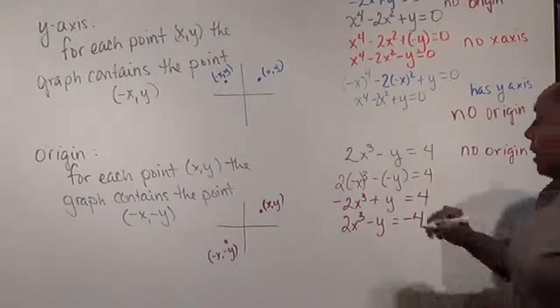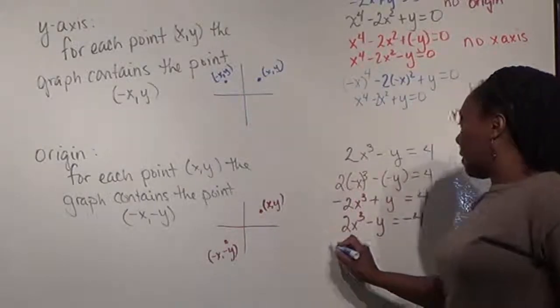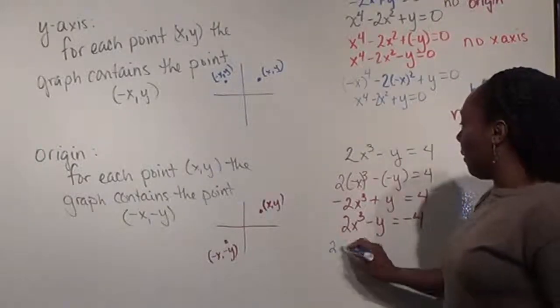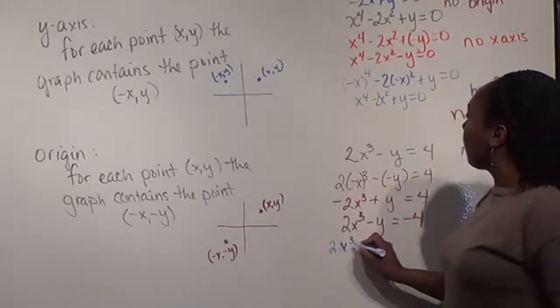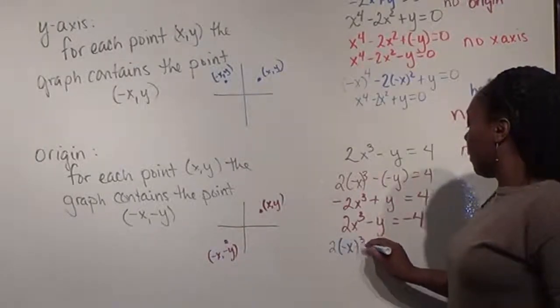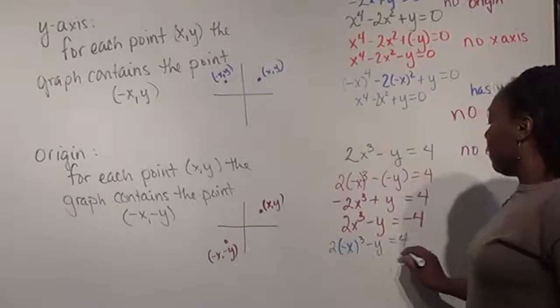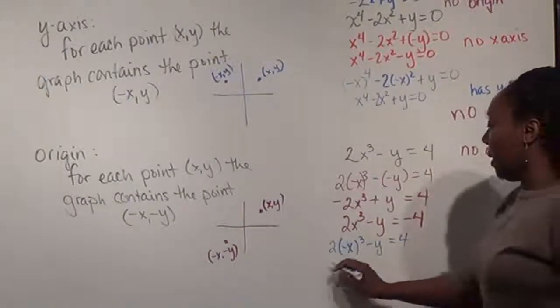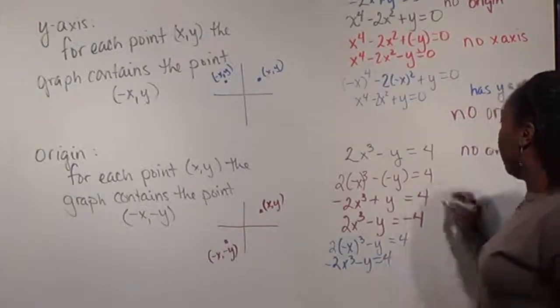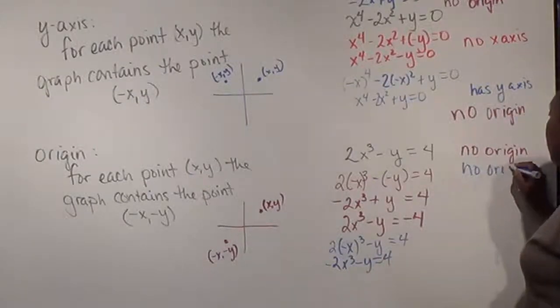We can kind of look and see if I put in the negative x there, or sorry, if I put in the negative y there, nope, I said that right, my blue is the negative x. We can see that I'm going to get a negative 2x cubed minus y equal 4, so it has no origin symmetry.